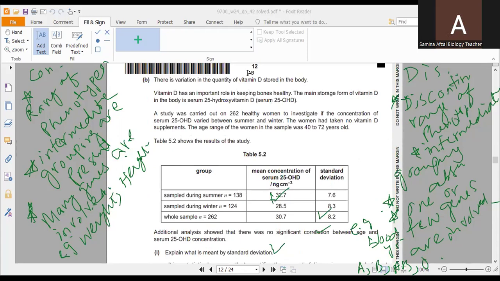Now, the next question is: there is a variation in the quantity of vitamin D stored in the body.